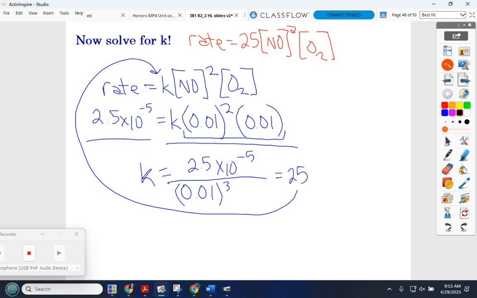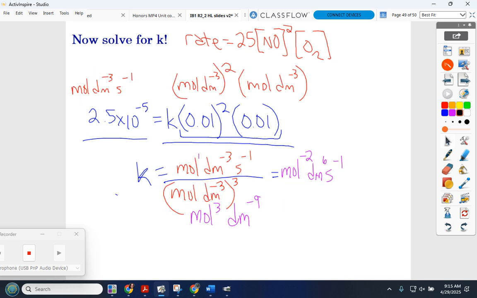And then we also went and talked about how you would do this in terms of the units. So the units for the rate are going to be moles per decimeter cubed, usually per second. If it's for some reason not per second, that's probably something to pay attention to. That's come up once or twice, where it's been per minute instead of per second.